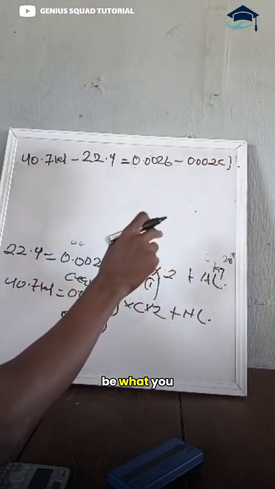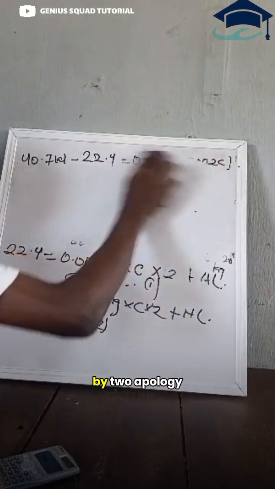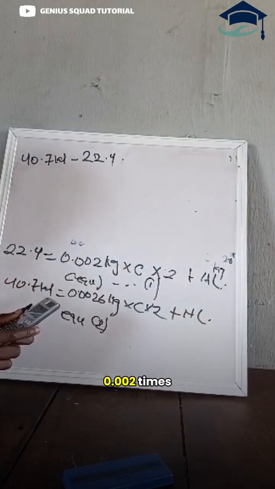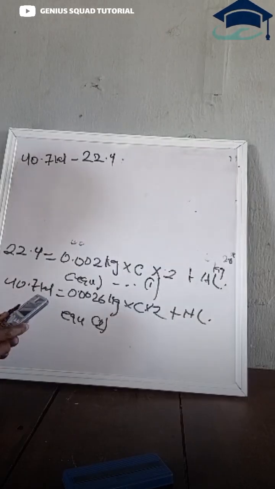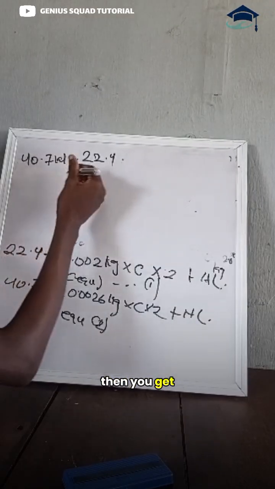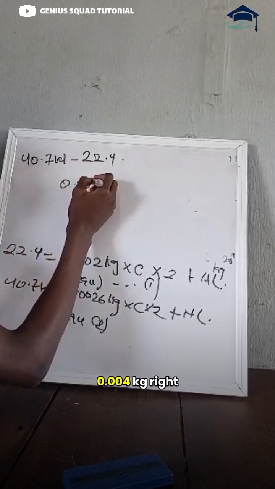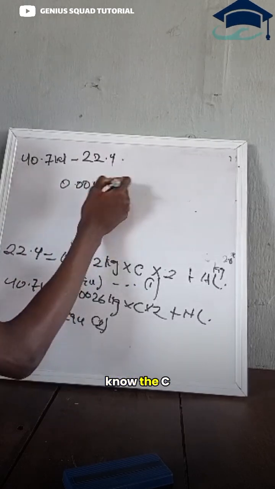So that will be what? We have to multiply them by 2. Sorry, we have to multiply the exact temperature by 2. Apologies. So when you do 0.002 times 2, then you get 0.004 kg, right? 0.004 C, the C is already there.